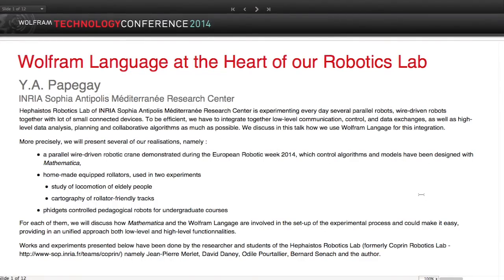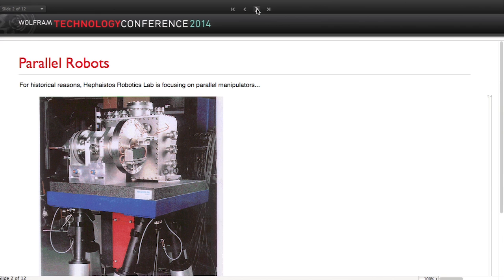And what I would like to present to you today concerns several experiments we are doing in our robotics labs. I'm working in a quite small robotics lab, we are around 10 people, in Sophia Antipolis, in the south of France. I would like to show you some of the experiments we are doing and how we use Wolfram Language in these experiments, and also to discuss how we would like to use Wolfram Language more in those experiments.